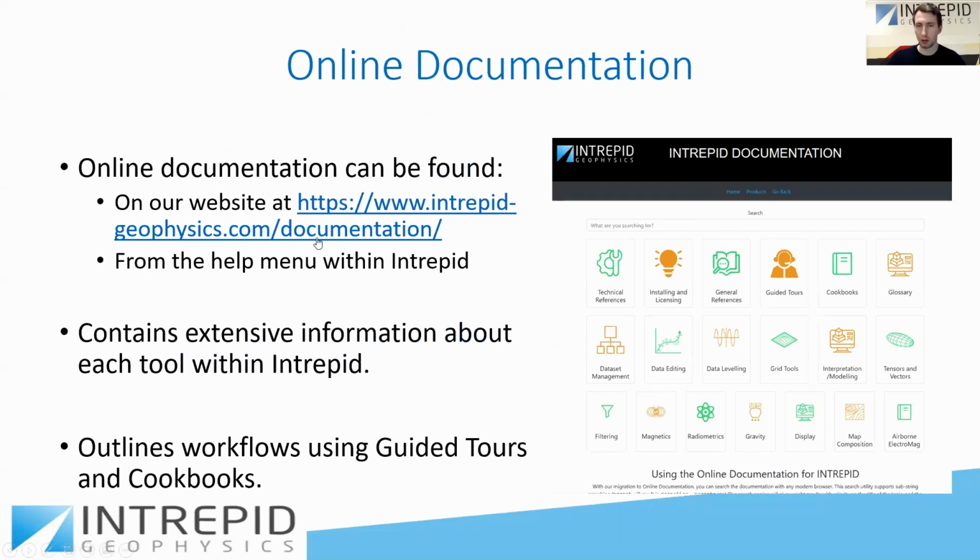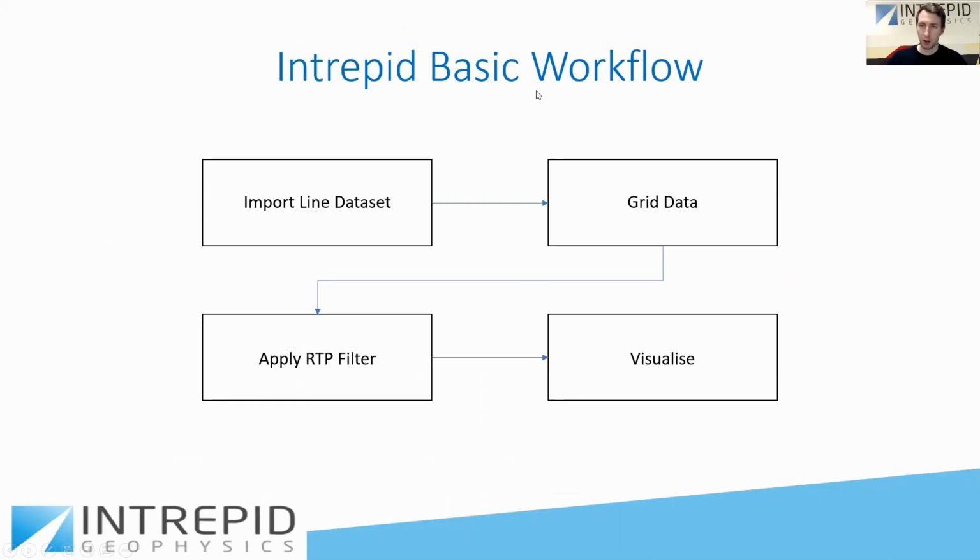Just online documentation. You can go through it through the help drop down in Intrepid. It also can be just found at our website, intrepidgeophysics.com/documentation. And it just looks like this. So we'll just go through an incredibly basic kind of workflow, importing a line data set into Intrepid, then we'll grid it up, then we'll apply an RTP filter, and we'll visualize it.